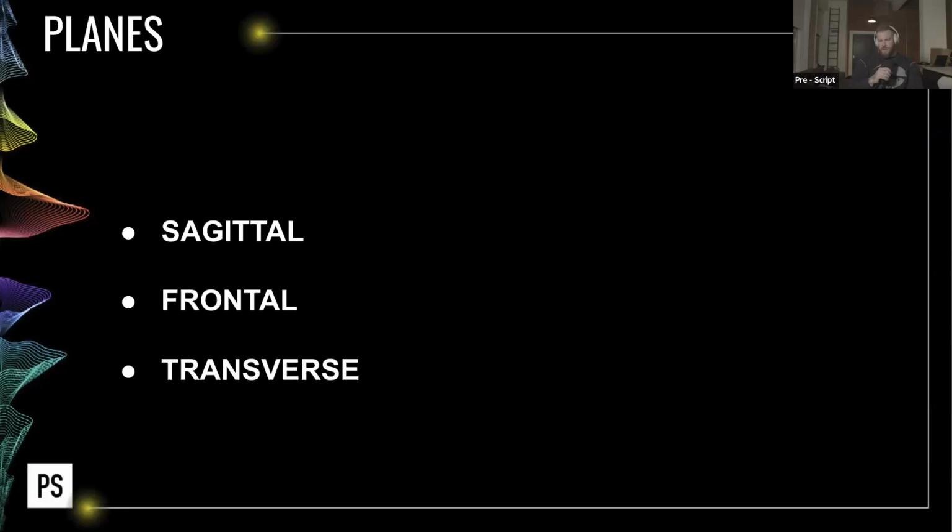So let's look at the planes first. Sagittal, frontal, transverse. Sometimes, depending on where you go to school, if you've seen this before, rather than frontal, you may have seen the word coronal. It's just like miles per hour and kilometers. We're just going to switch those up depending on where we're at.